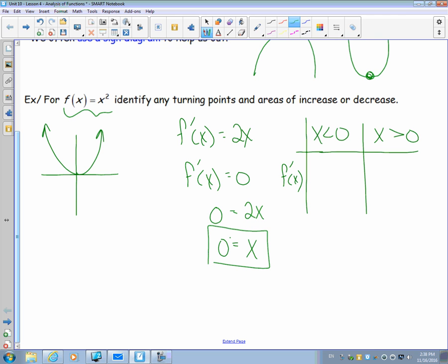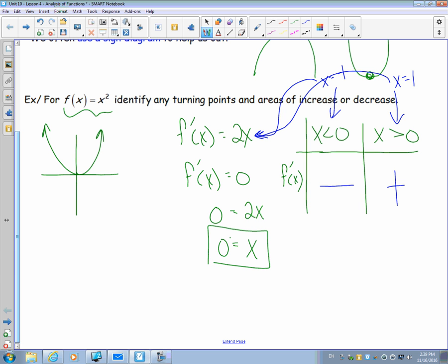Well, let's pick a number that's less than 0, for instance, -1, and put it into our derivative. What do we get? Well, 2 times -1 is -2, and the key there is the fact that it's negative. If I pick another number in the other interval, let's say +1, and again put it into my derivative, I end up with +2. Key there again is the sign, it's positive. What does that tell me?